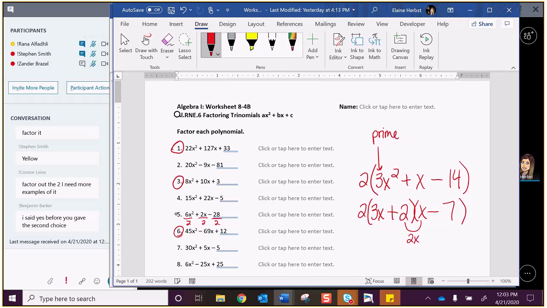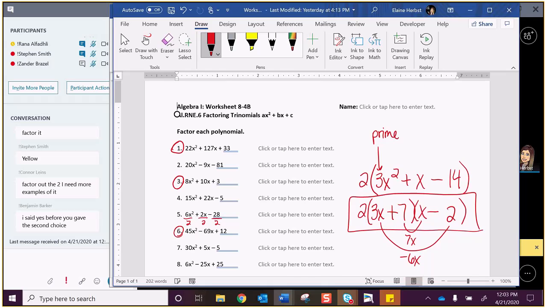So this is 2x, and that's negative 21x. And I'm trying to get a 1x. So that did not work. I'm going to switch them spots. Switch the 2 and the 7. 7, 2. This gives me positive 7x. This gives me negative 6x, and there is the positive 1x. So this is your final answer.